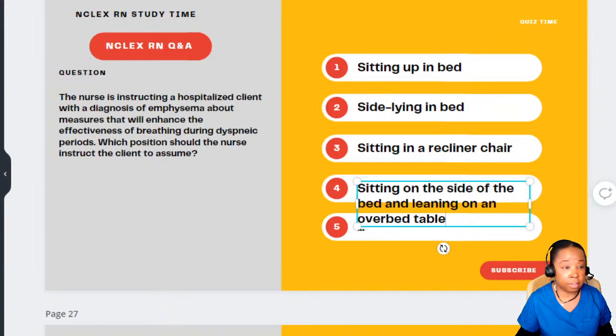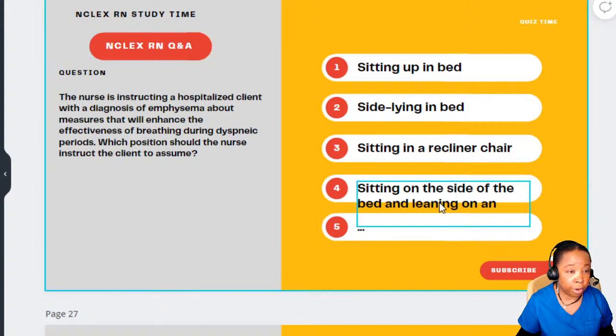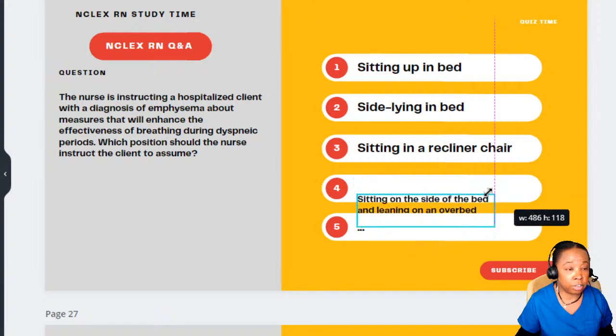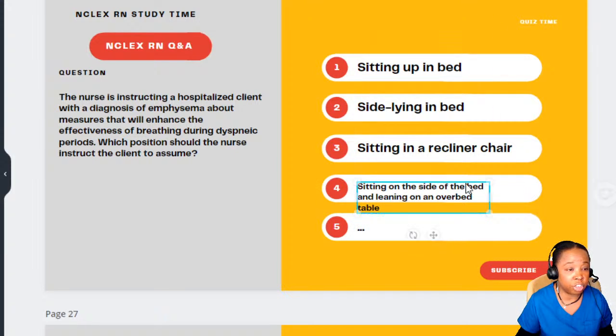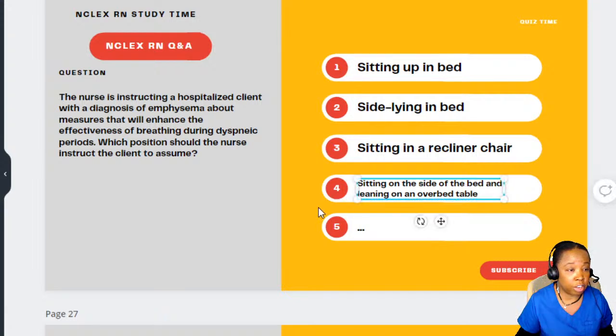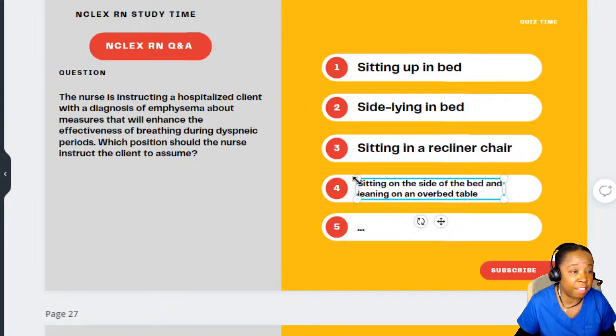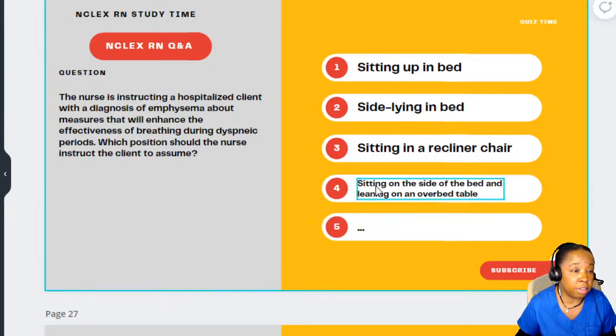The last one is sitting on the side of the bed and leaning on the overhead table. This is also a position that they will ask you about for patients who are having a chest tube, patients who are having a removal of air. Sometimes they will ask you that question about the patient.